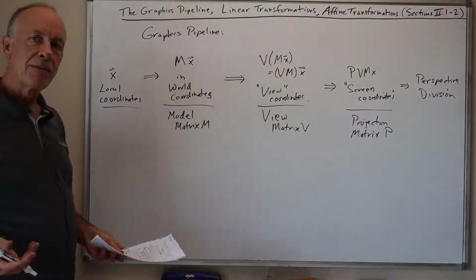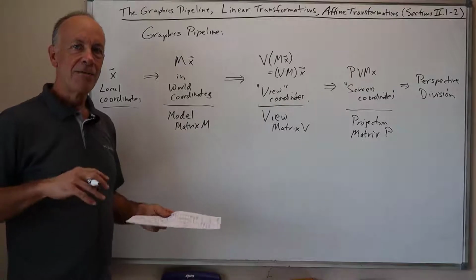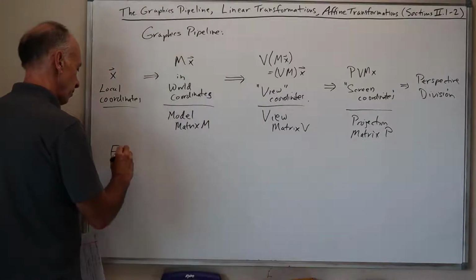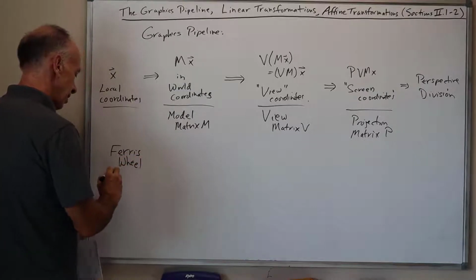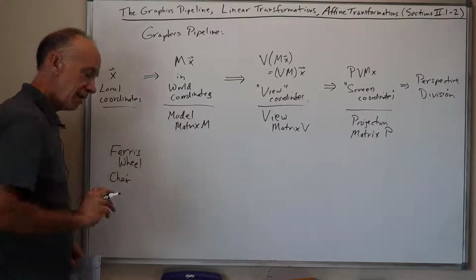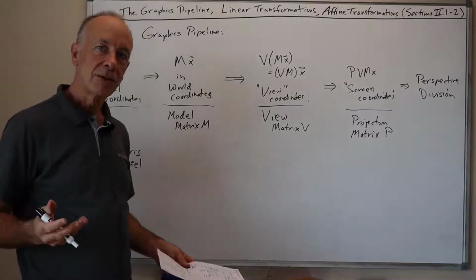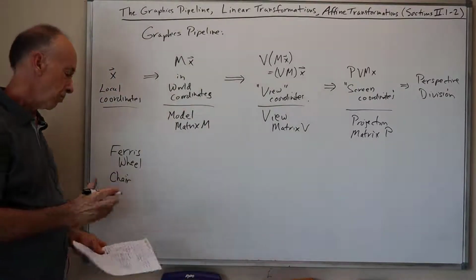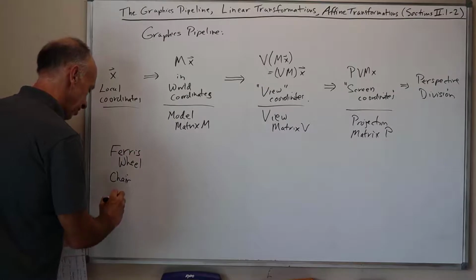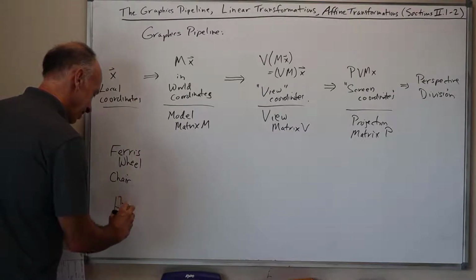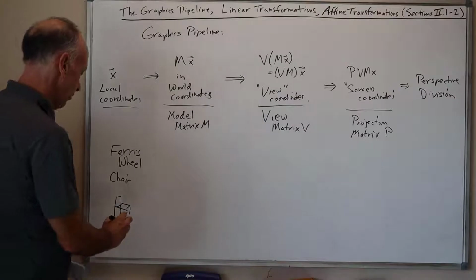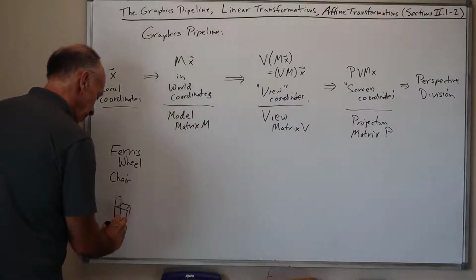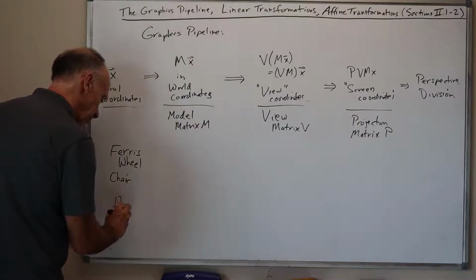So maybe to give an example of this, suppose we're modeling a Ferris wheel. So I've got a Ferris wheel, like you might see at a fair, and it's got a chair on it. And an artist is designing a chair. So the artist would build a chair in local coordinates. Build a chair maybe centered at the origin. And each point on the chair would be some point x, right? So x might be this corner of the chair here.